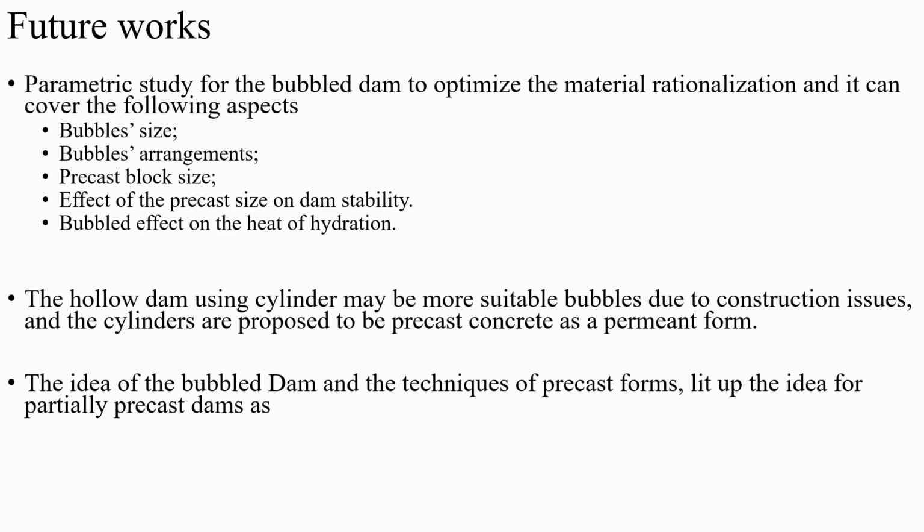The hollow dam using cylinders may be more suitable than bubbles due to construction issues. The cylinders are proposed as precast concrete permanent forms and can be placed with small heights. Regarding the construction, we can make a precast cylinder of 1 meter or 2 meters and place it above each one. The idea of the bubble roller compacted concrete dam and the technique of precast forms light up the idea for partially precast dams.